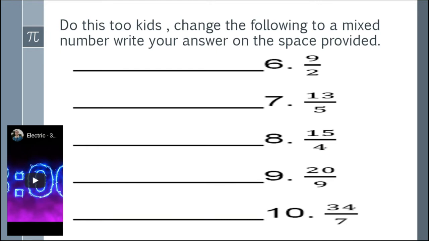Next. Change the following to a mixed number. Then do it first in your notebook, then type your answers in your chat box. I will give you 3 minutes. Timer starts.